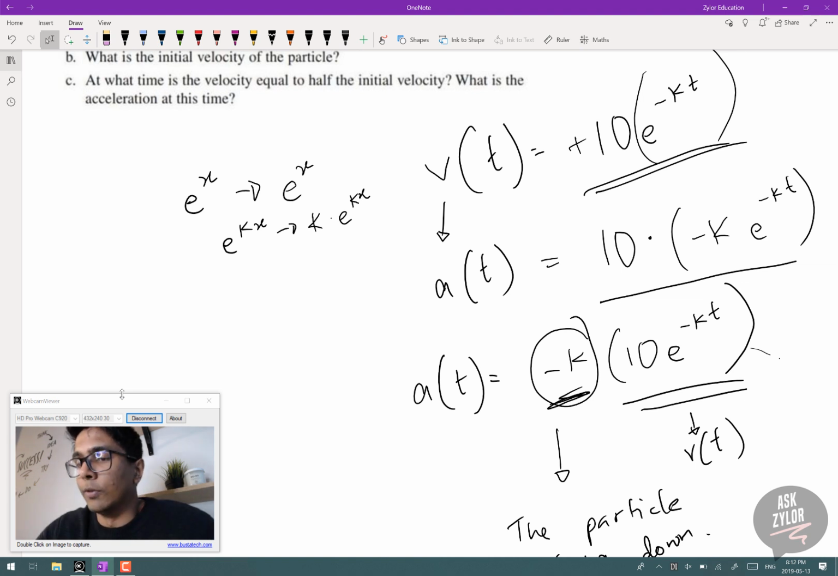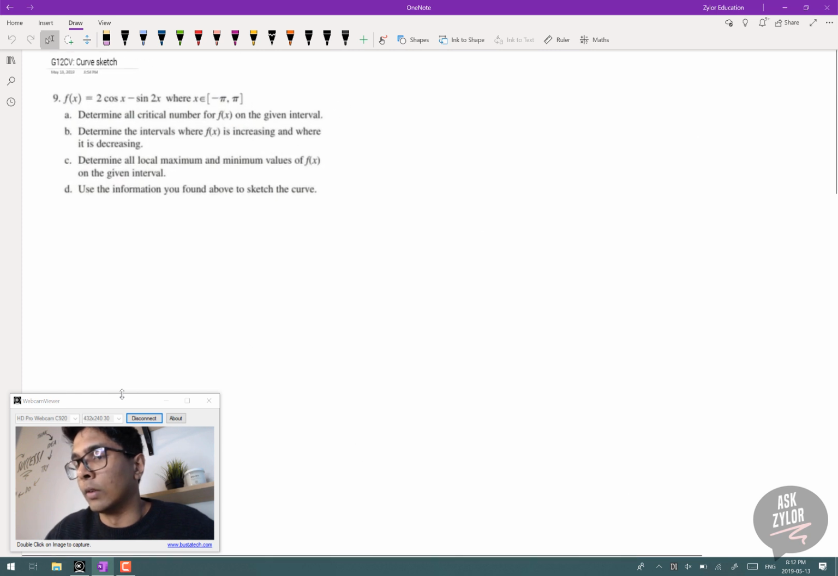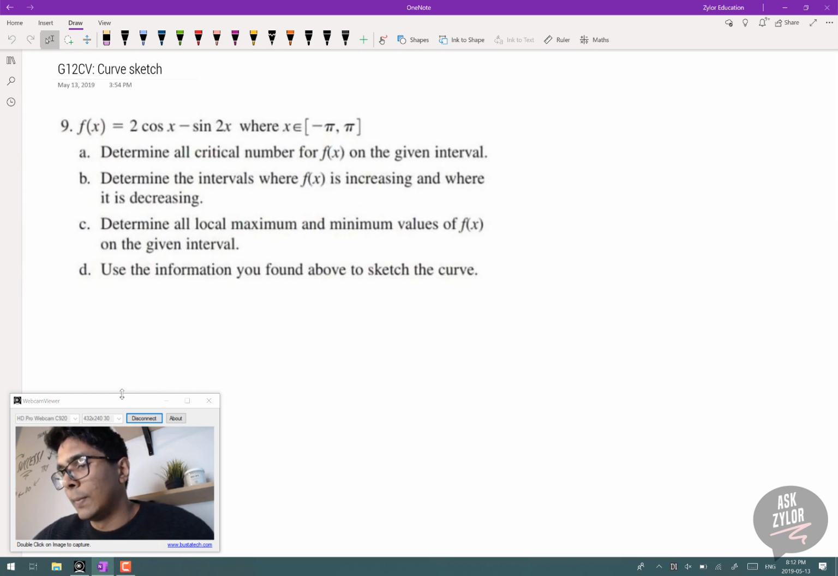Okay, so we'll move on to the next question. This is also a grade 12 calculus and vectors question. It's dealing with curve sketching. So we're given a function 2 cos x minus sine 2x, where x is an element of negative pi to pi. Determine all the critical numbers for f of x on the given interval.